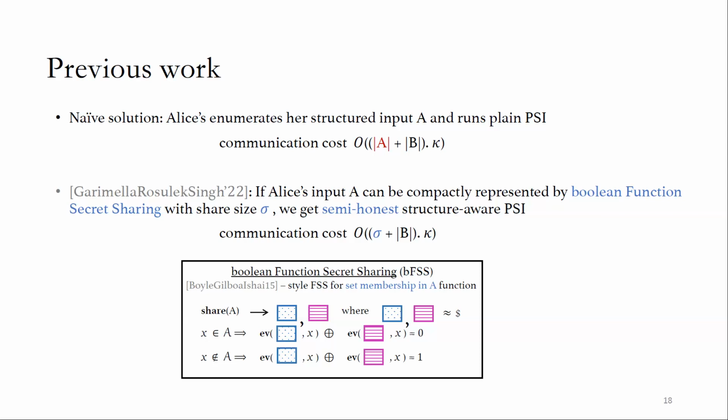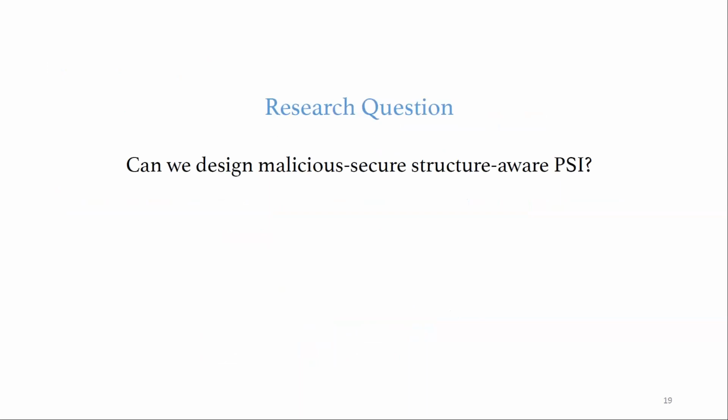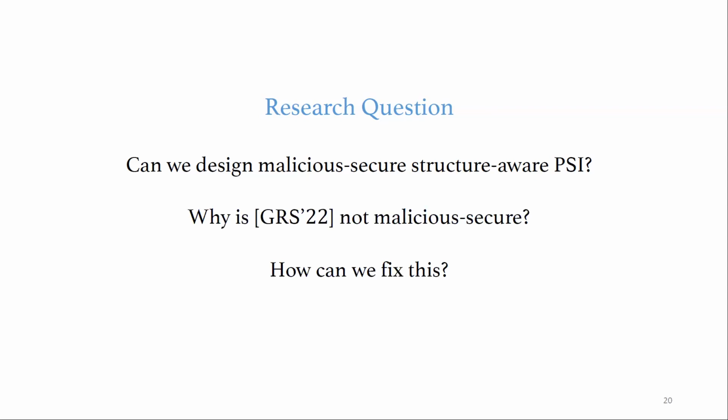So this was our previous result, and in this work, we asked the question, can we extend this paradigm to the malicious setting, where either Alice or Bob could be active adversaries that deviate from the steps of the protocol? So we start by revisiting the semi-honest construction, and we reason about why it's not immediately malicious secure, and then we look at how we can fix it.